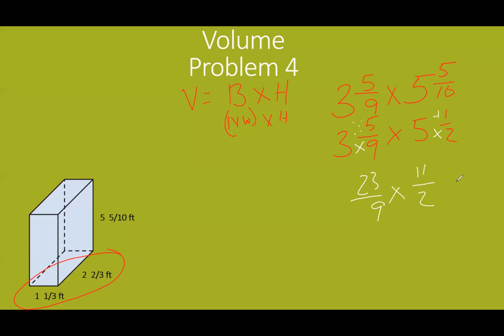11/2. Now see how easier this is going to be, because it's just 9 times 2 is 18, and 23 times 11. If I didn't do that, I would have 55 tenths. I'd have to multiply 23 times 55 instead of 23 times 11. All right, 23 times 11. Well, 23 times 1 is 23. And now I'm in the tens place, so it's 23 again. 253.